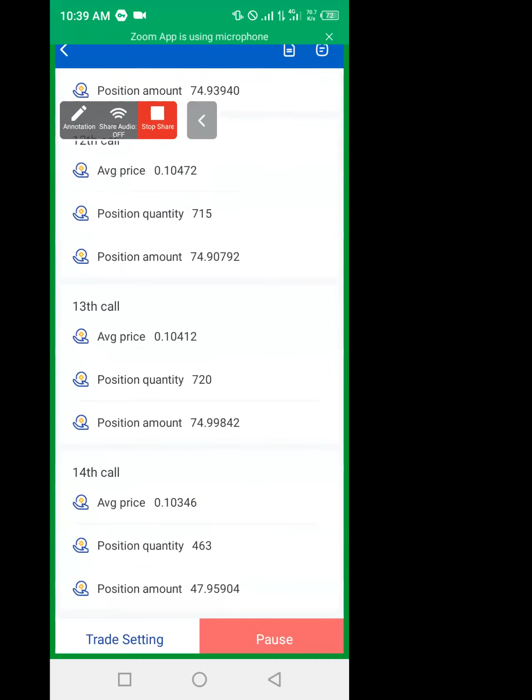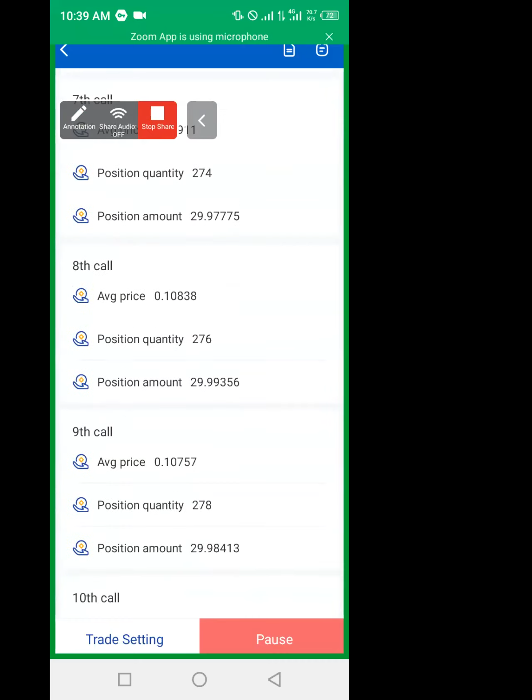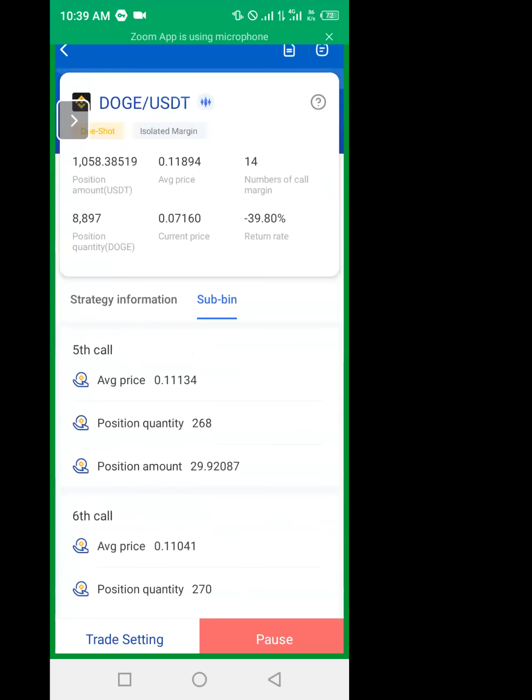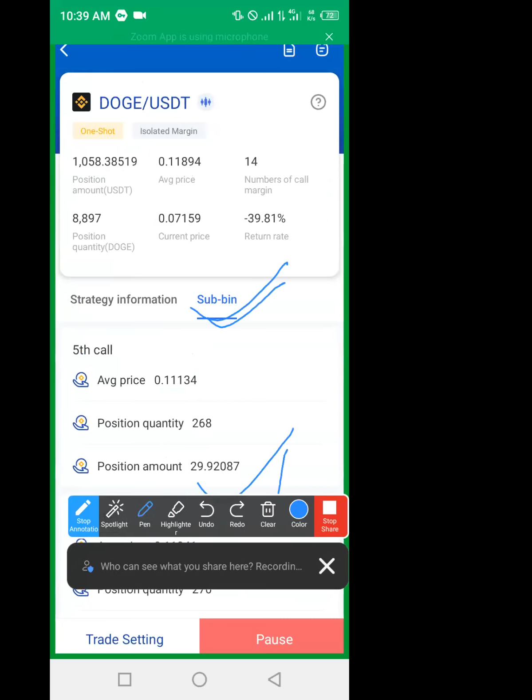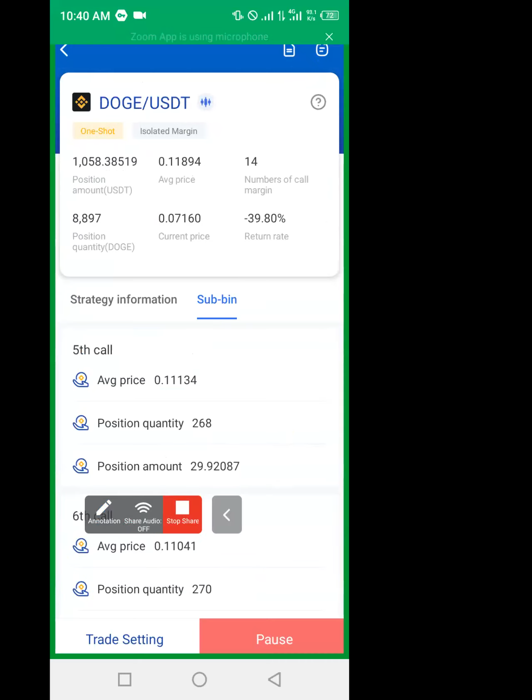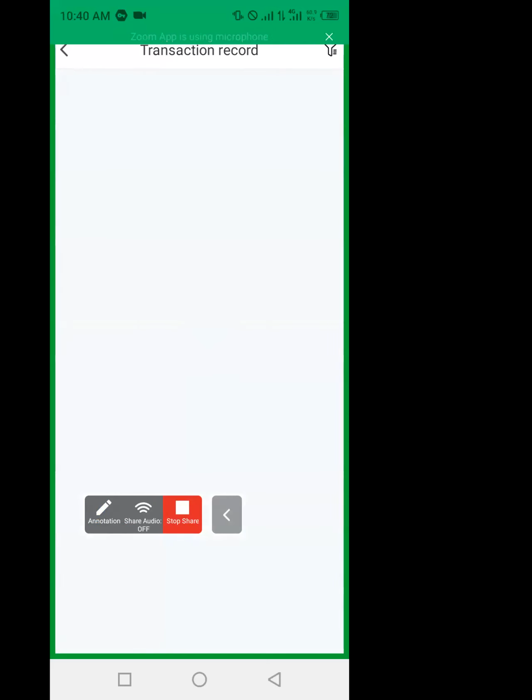So if you want to know how each and every margin call was bought at, you can come here in the sub bin. It will give you all the information. Or even if you don't go there, you can come here at the transaction record. When you click there, it is going to give you the transaction record.